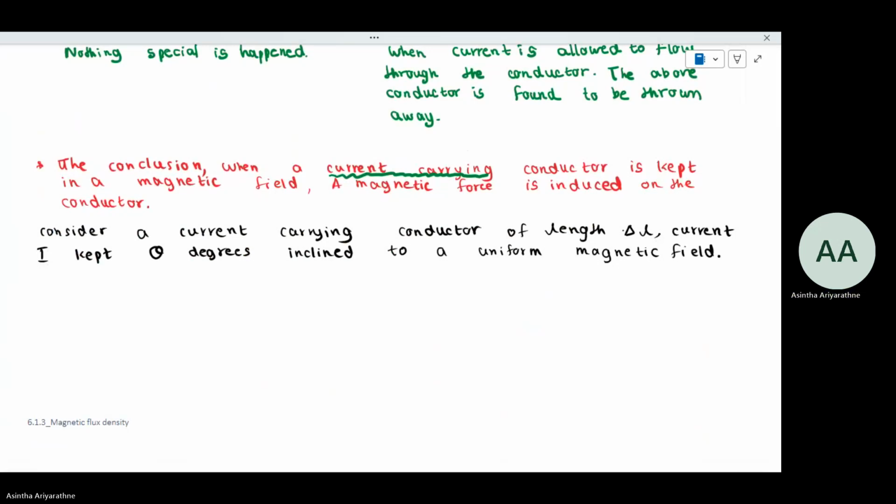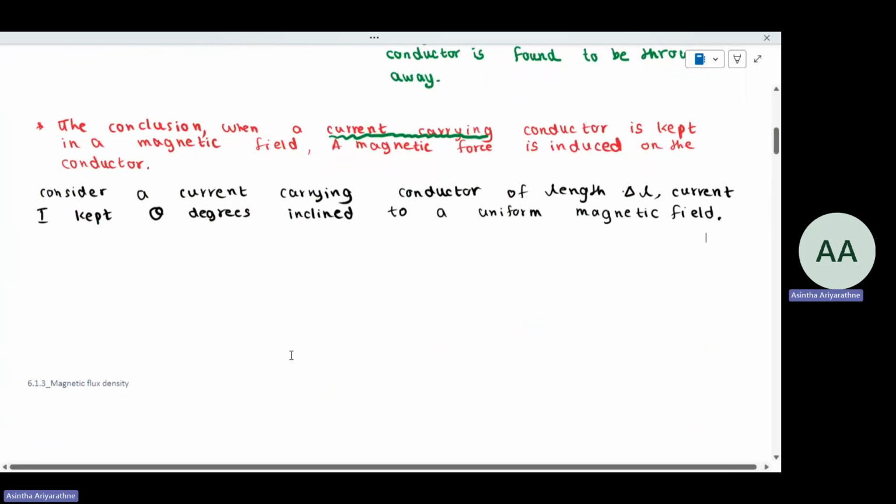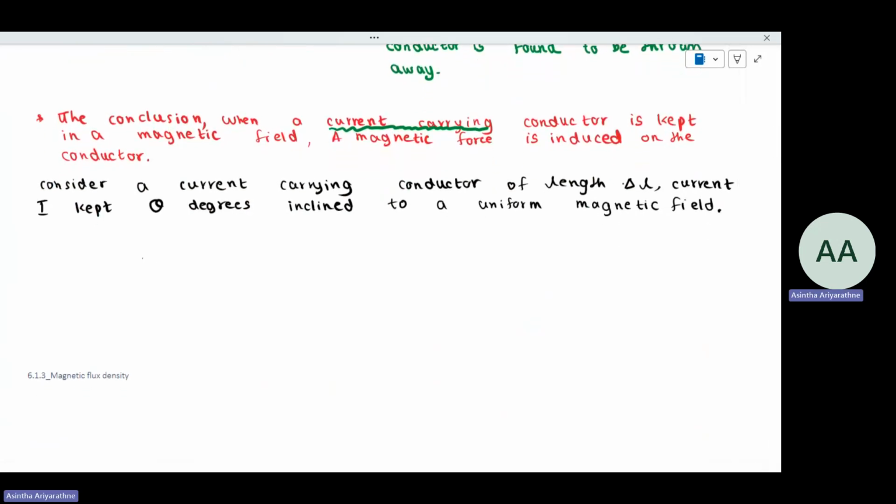Right, so uniform magnetic field. I'll denote the magnetic field by B. That's a magnetic field, right? So there is a uniform magnetic field now flowing towards right. Some uniform magnetic field flowing towards right.